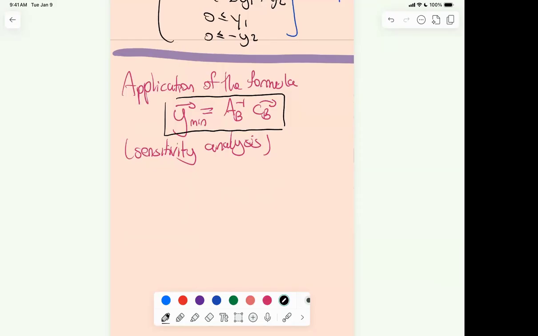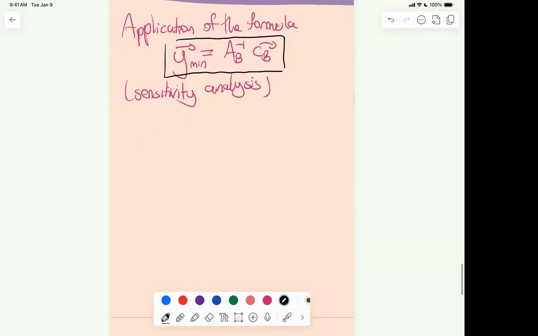So what is this sensitivity analysis? I'll give some names just to make it more clear. Imagine that you have the original problem, the typical optimization problem we have been working with.